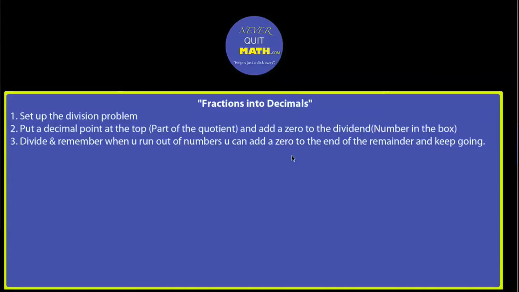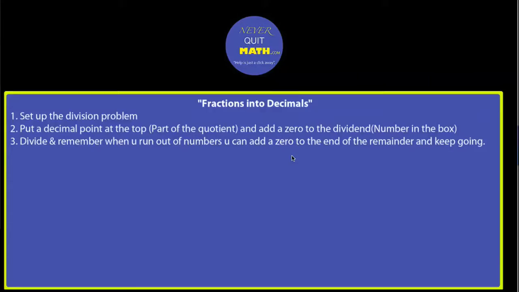Now we're going to be turning fractions into decimals. It's 3 easy steps. First step is you want to set up the division problem. Second step, you want to put a decimal point on the top. That's where you usually have your quotient, which is your answer. And then you want to add a 0 to the dividend. What is the dividend? That's the number that's in that little box. All right? So third and last step is you divide.